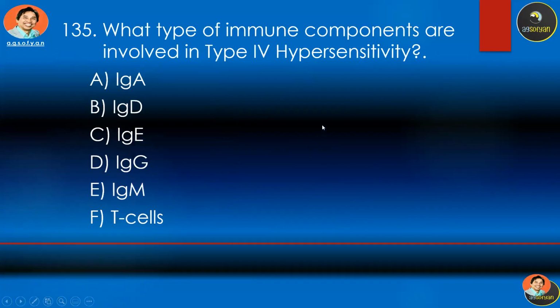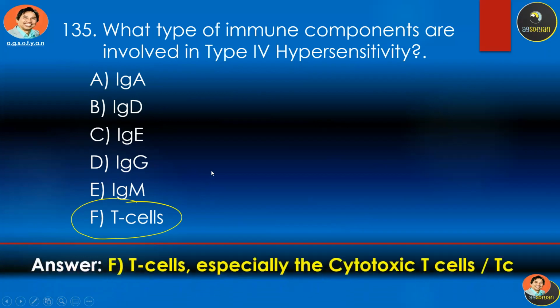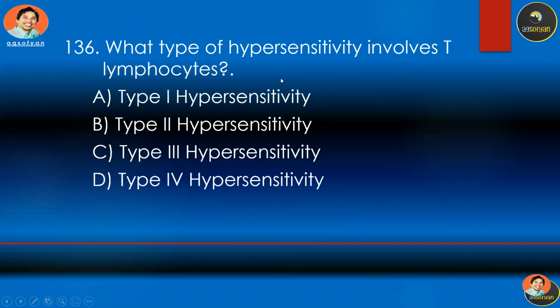What type of immune response or components are involved in type 4 hypersensitivity? This is the only one caused by the cell, which is the T cells overreactive. What type of hypersensitivity involves T lymphocyte? Okay, we already mentioned that, the type 4.